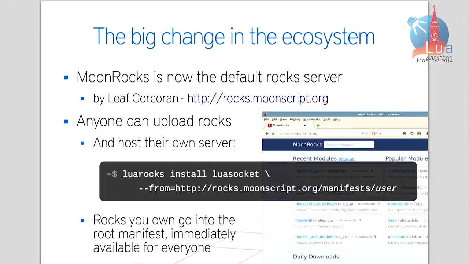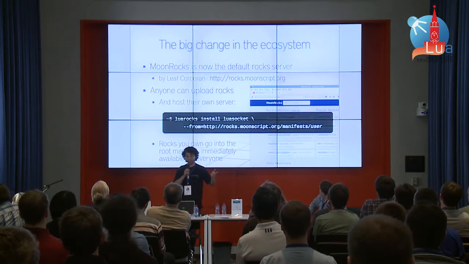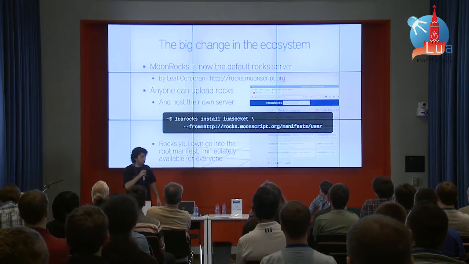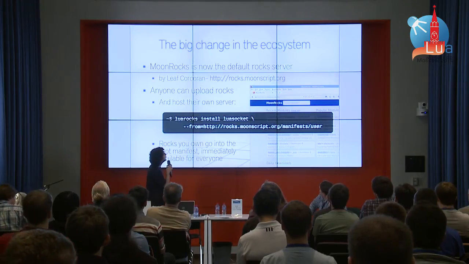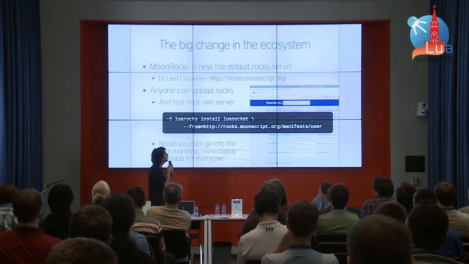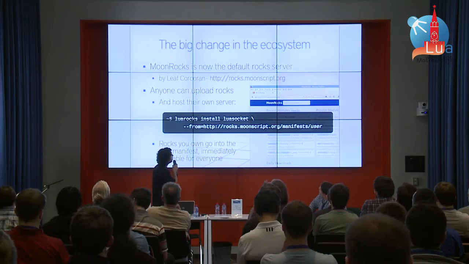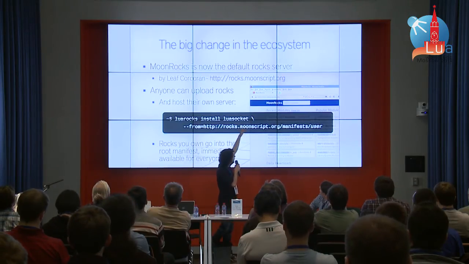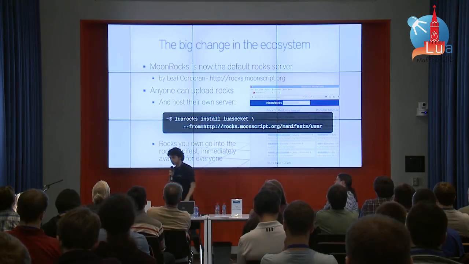So the big change in the ecosystem, the big one, was that we now have a default rock server, which is a nice website, which is MoonRocks. It was developed by Leaf Corcoran. Shout out to him also. He's a developer of MoonScript, which is a language that compiles to Lua, kind of like CoffeeScript compiles to JavaScript. He wrote MoonScript, and he wrote Lapis, which is a web application framework using MoonScript. And using Lapis, he developed MoonRocks, which is a repository site.